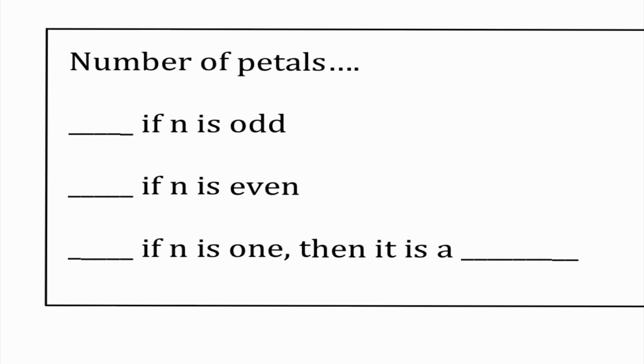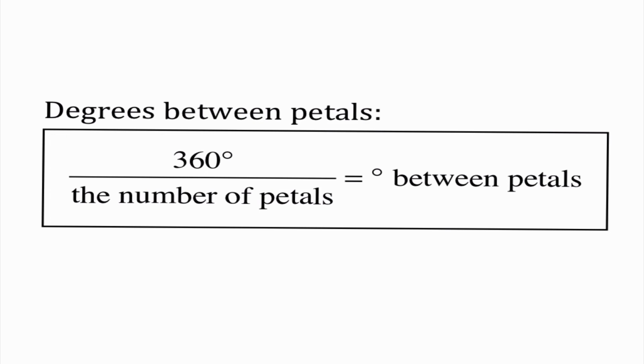Next we need to figure out how many petals there are. If n is an odd number, then there are n petals. If n is an even number, then there are 2n petals. And if n is 1, then it's not a rose at all, but a circle. To determine how many degrees are between each petal, we do 360 degrees, because that's a full circle, divided by the number of petals.